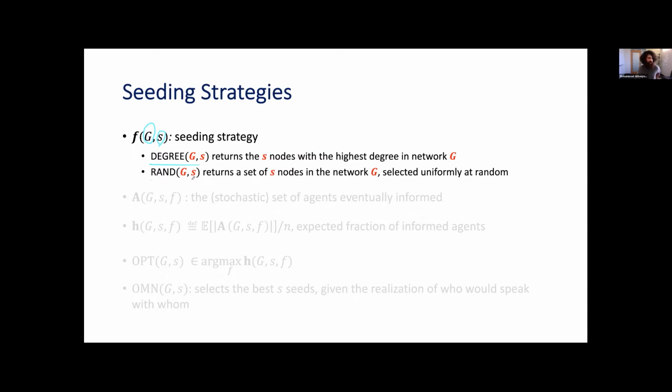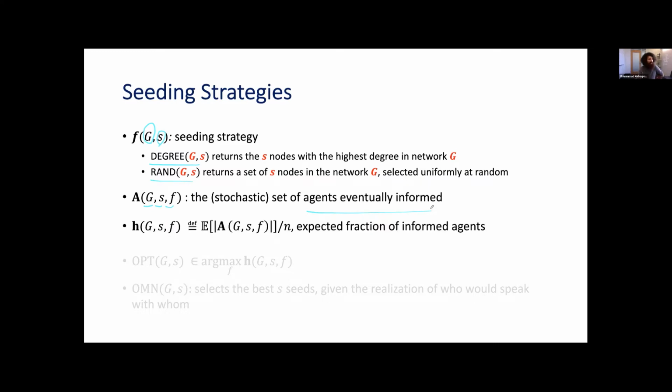Another example is random: just randomly pick S nodes. Now, as a function of this network, how many seeds you have, and your seeding strategy, I'm going to define A to be the stochastic set of eventually informed nodes. This is the set of those black nodes in the previous slide, and of course it's a function of the realization of the probabilities Cs. The expected size of this I'm going to denote by the little h function. So this is the expected fraction of informed nodes.